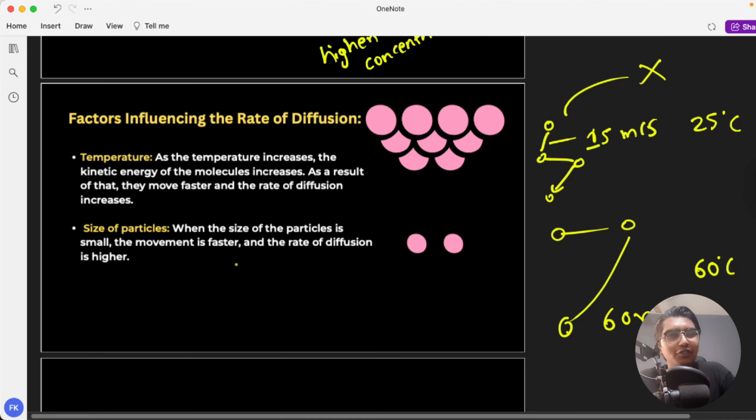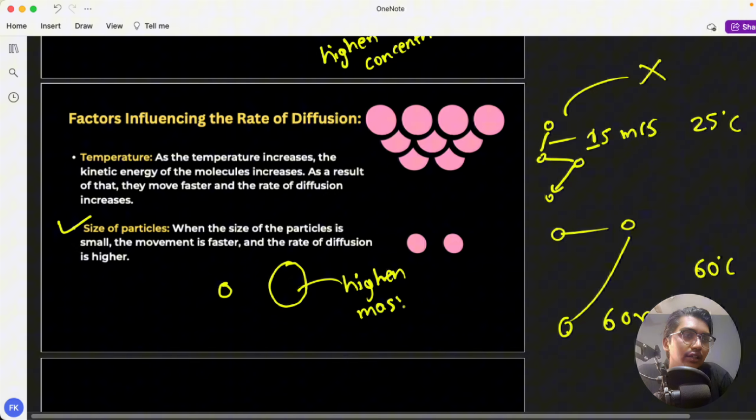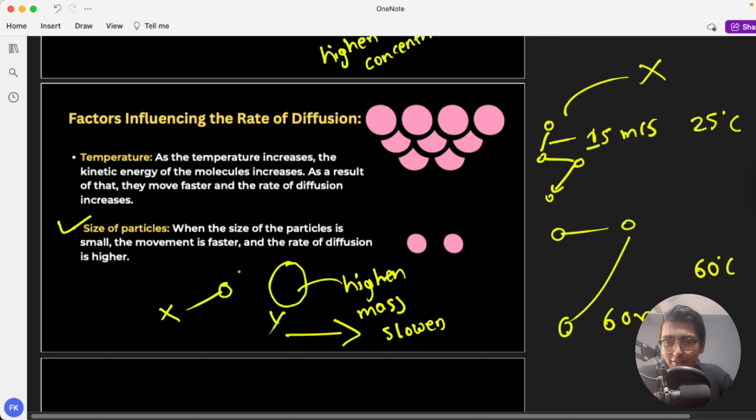And the rate of diffusion also depends on the size of the particle. When the size of the particle is small, the movement is generally faster and the rate of diffusion is higher. So if a particle is larger, for example, this is a particle, this is a particle, so it has higher mass, right? As a result, this will diffuse slower than this particle X, and this is Y. So as you can see, the size of the particle is also important for the rate of diffusion.